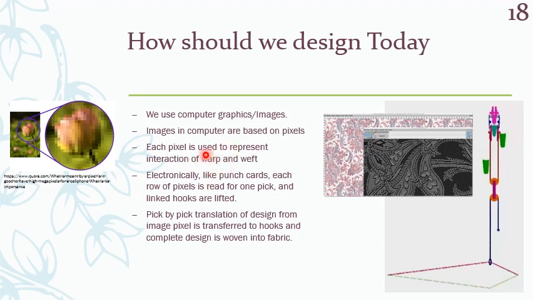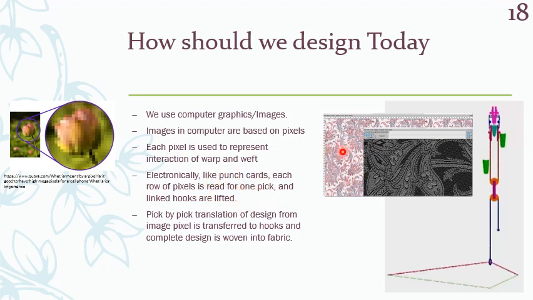But we can use the same pixels to represent the position of our harness, whether the harness lifting a warp is up or down, by just filling black and white. It is similar to the punch card that has a hole or a blank. Similarly, our image can have black or white to represent whether a shed is up or down.